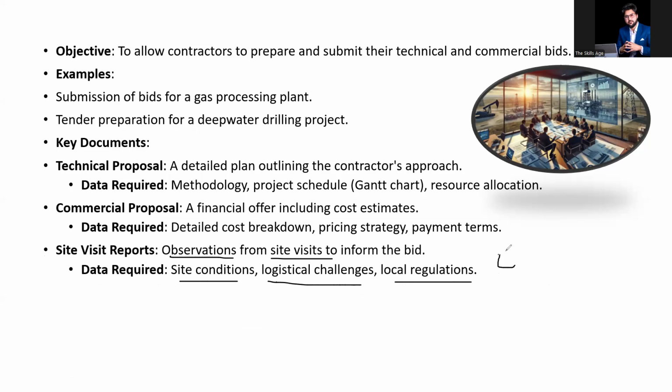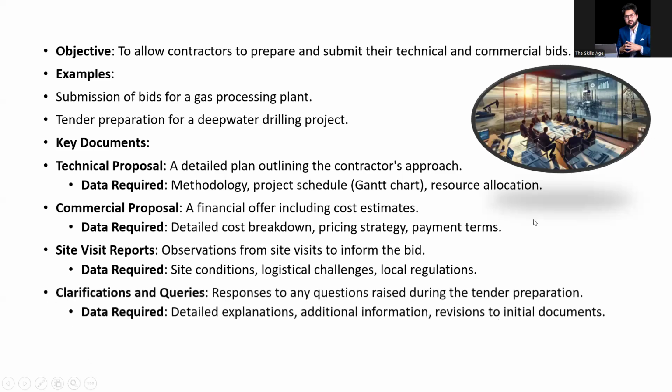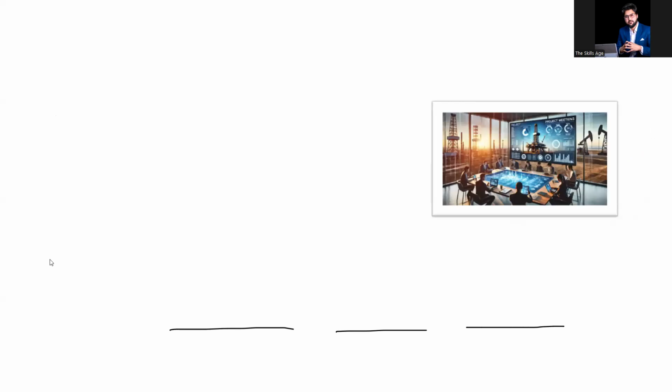This is internal environmental factors which are going to impact on your project. These are very important things from the project management point of view. Okay. So clarification and queries. If you have anything which is vague, which is not clear, ambiguous, you have to clear in the meetings and all that. Detailed explanation, additional information, revisions, and initial documentation. So that's how you are going to compile your tendering process.